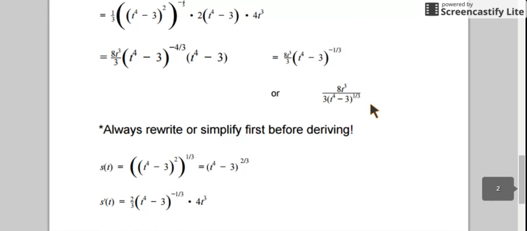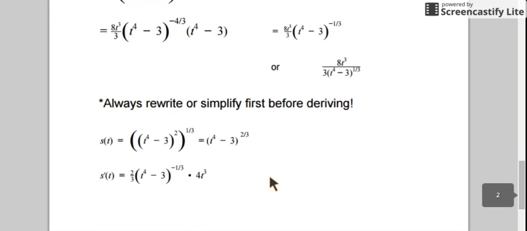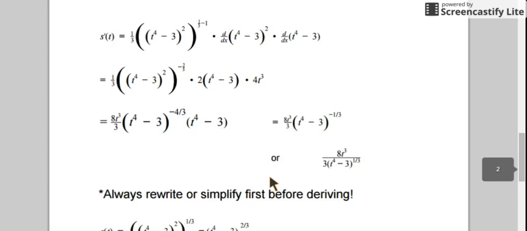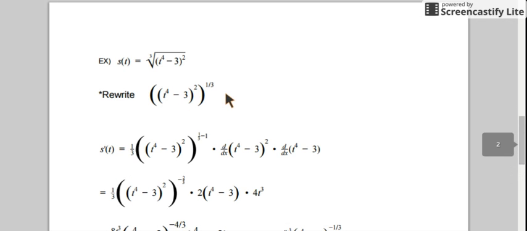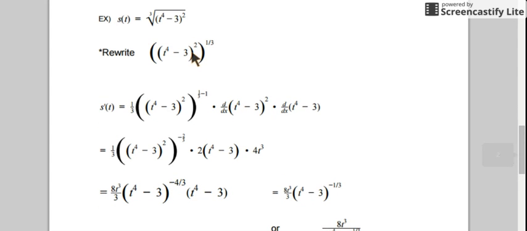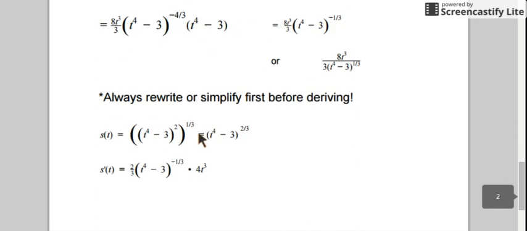But really, all of that was unnecessary because we always need to make sure that we're rewriting or simplifying functions as much as possible before finding the derivative. Because oftentimes that simplifying or rewriting step will make the derivative much easier to find. So rather than using this multiple layer chain rule, if I had just simplified at this step by multiplying my powers, the power of a power means I multiply my exponents, I could have simplified that function to t to the fourth minus 3 to the 2/3 power. 2 times 1/3 is 2/3. And now I just have two levels of a chain rule, and that's much easier to derive.